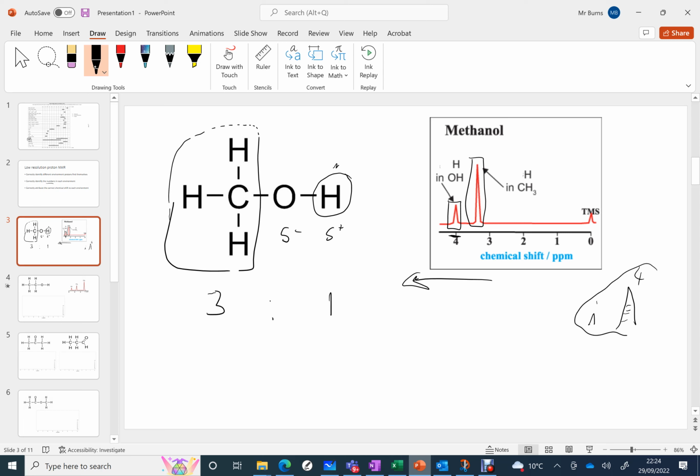But most times they'll keep it fairly straightforward, or they'll show you some sort of integration where they'll do things like this. And you can see that one of the integrations is about 3 times higher than the other integration. So they'll help you out with those kind of questions if need be. So let's move on now to ethanol.